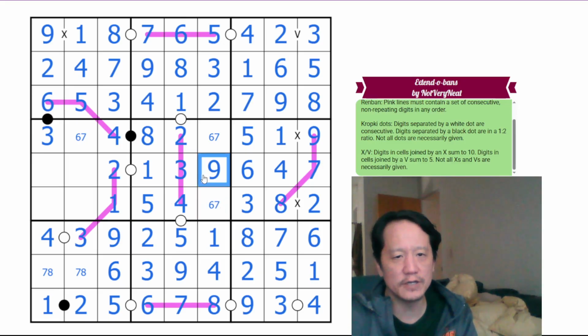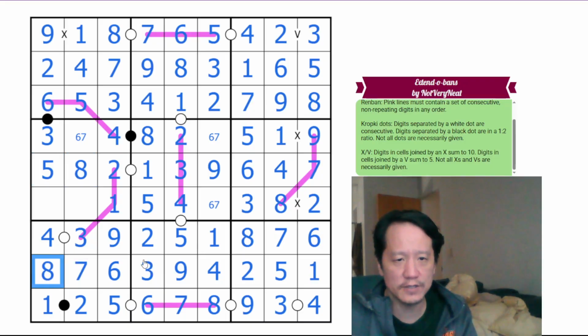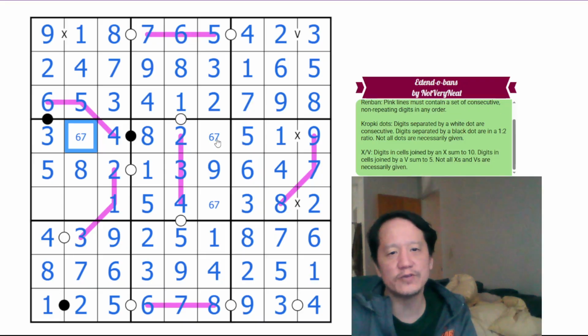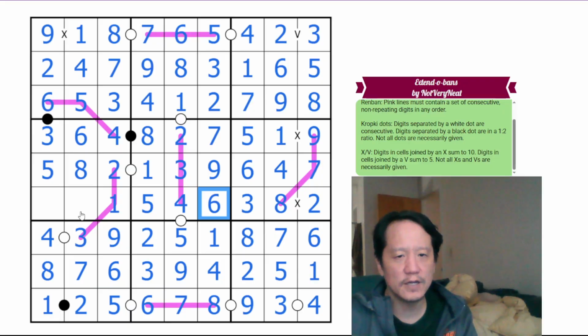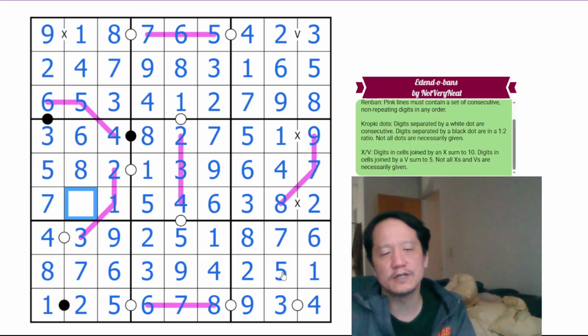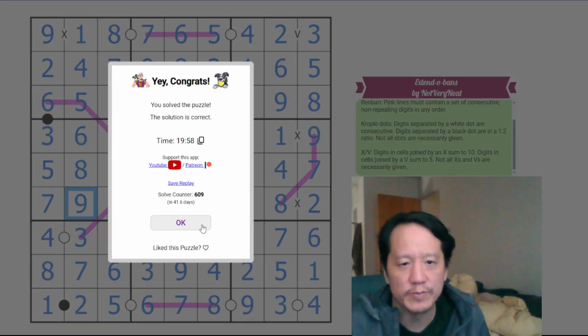So this can't be 9 here. We are left with 5 and 8 remaining in row 5. And this 5 eliminates 5 from being there, so that's 8, which makes this 5. 8 eliminates 8 here, so it's 7 and 8. 7 eliminates 7 here, so it's 6, which makes this 7, which makes that 6. And we are left with 7 and 9 in the remaining cells.